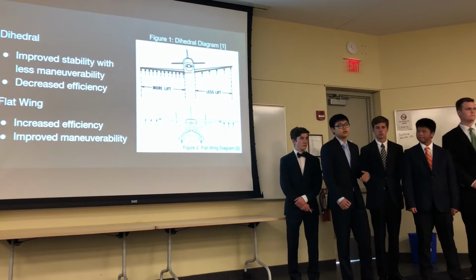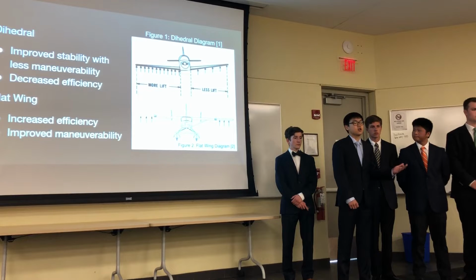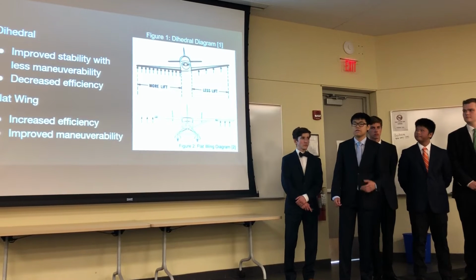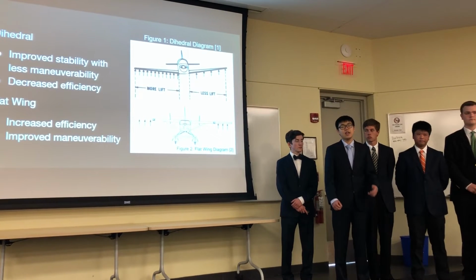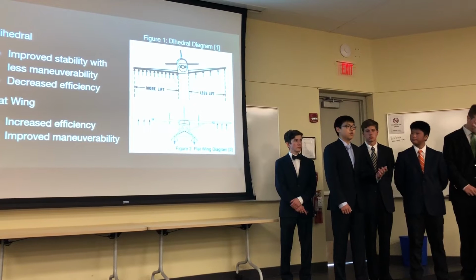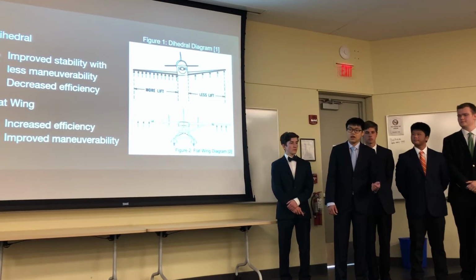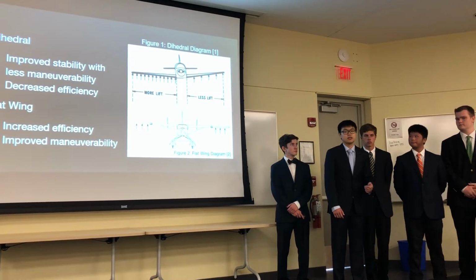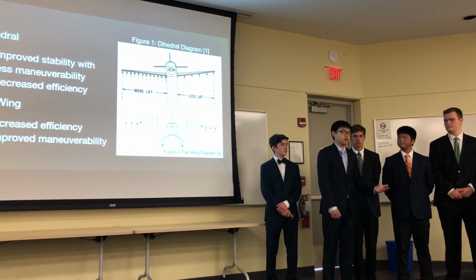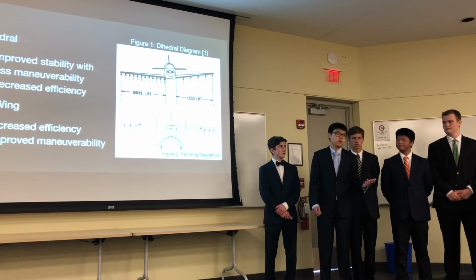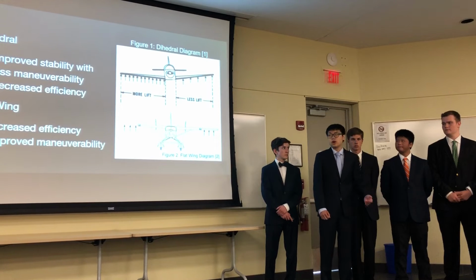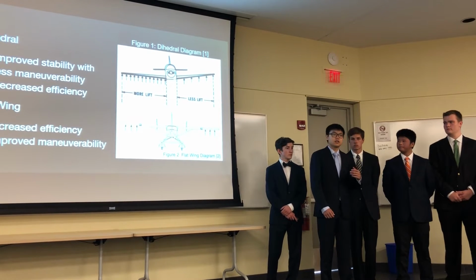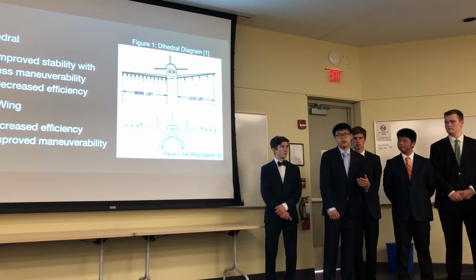So the two wing designs that we consider for this project are the dihedral angle and the flat wing design. The dihedral angle is where both wings are slightly angled upward, and this causes a decrease in efficiency because the lift vectors are not perpendicular to the wing. So why would we want to use this angle? Well, it sacrifices efficiency for stability.